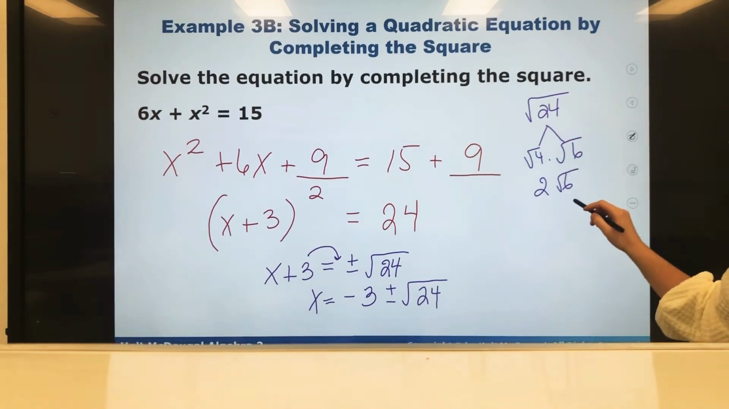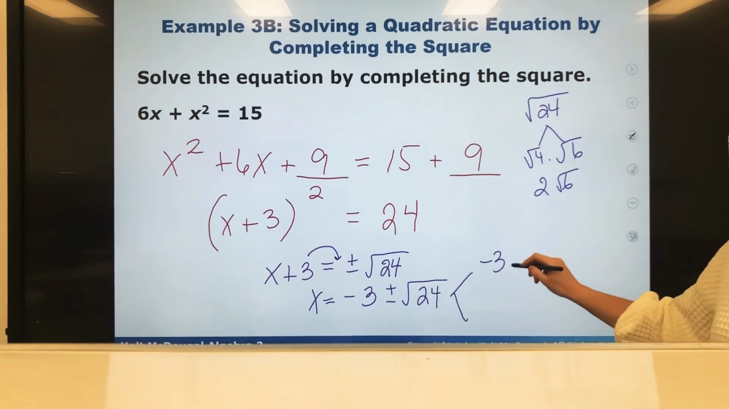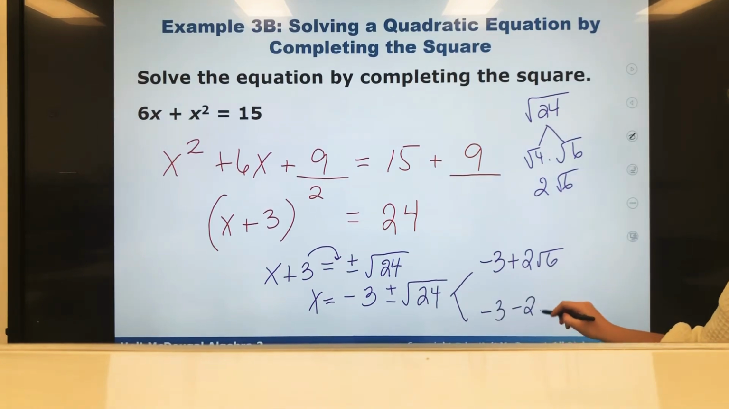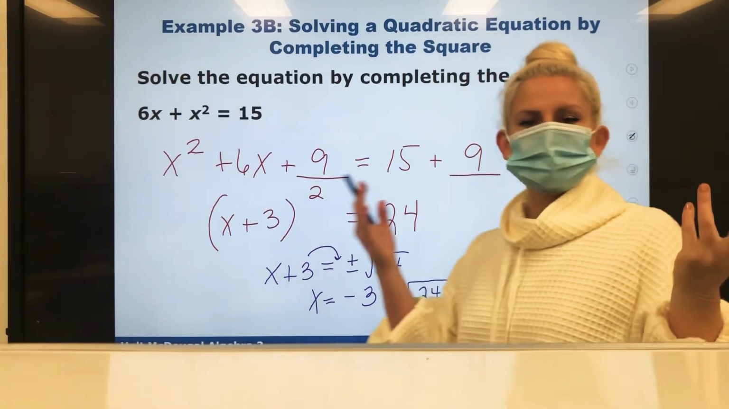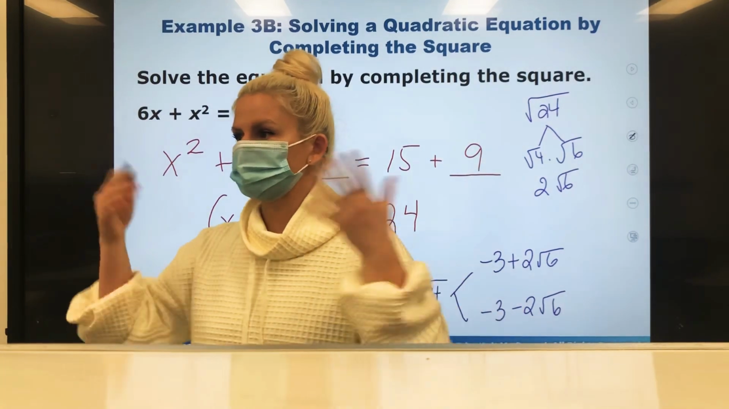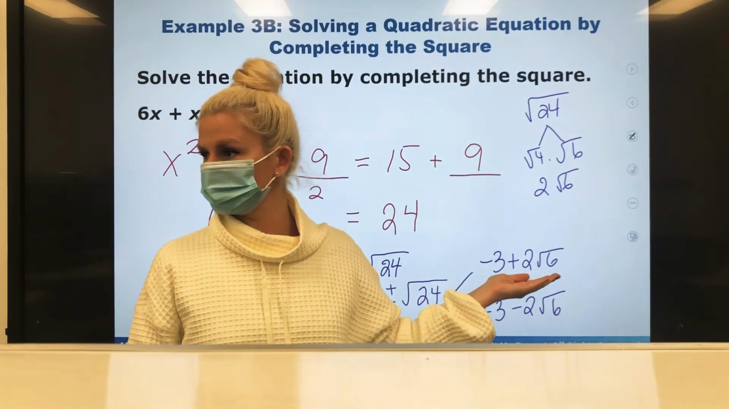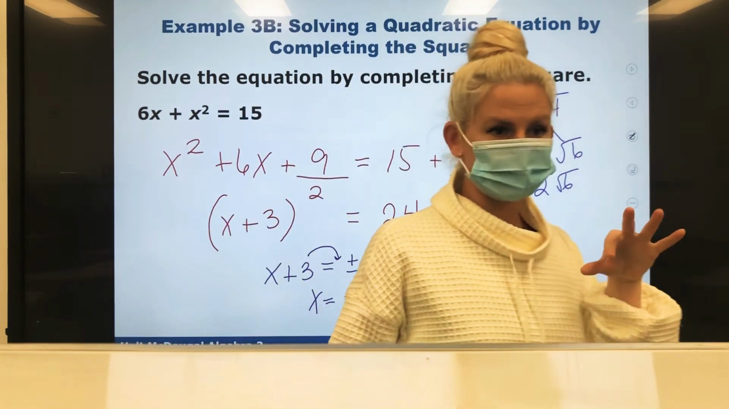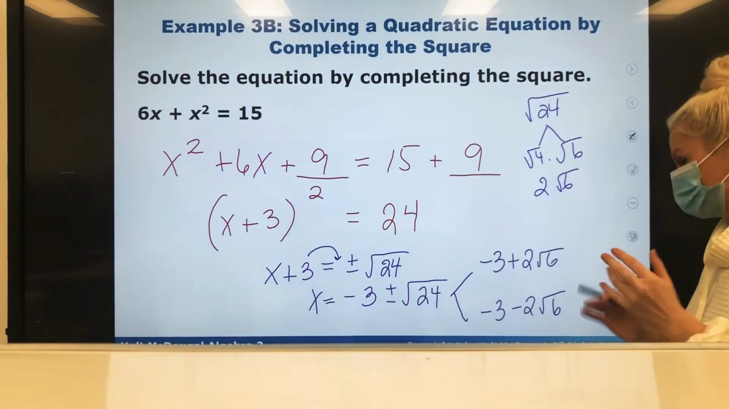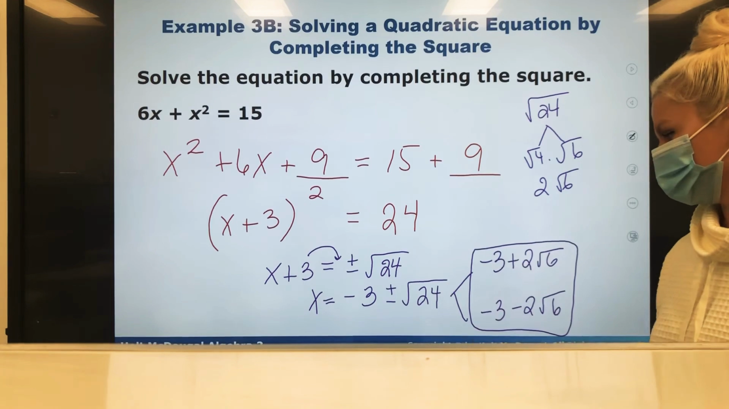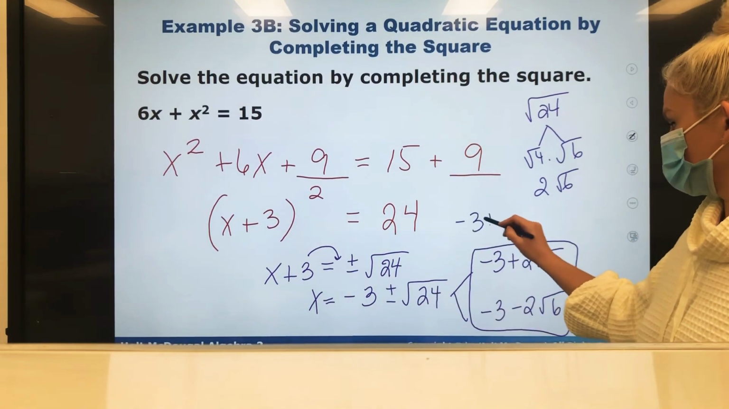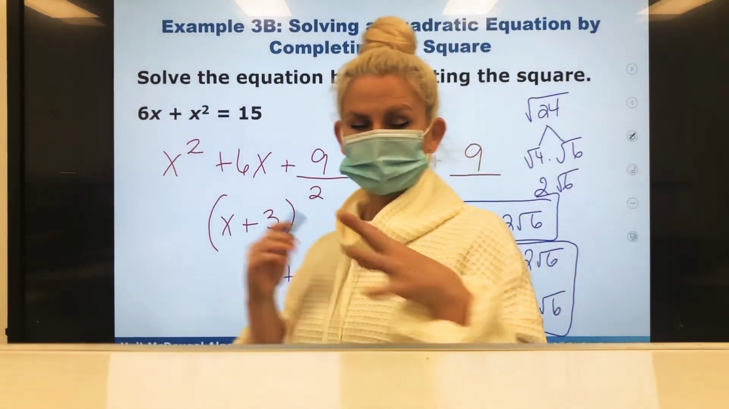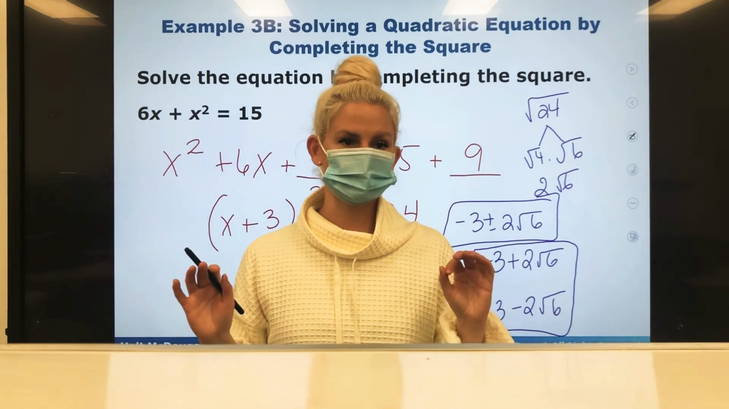All right, thank you. So that means I have negative 3 plus 2 radical 6, and negative 3 minus 2 radical 6. Depending on the problem, if I say round to the nearest tenths or hundredths, then you would just pop this in your calculator and get the decimal. You're going to get a positive and a negative. But I would also accept it like this: negative 3 plus or minus 2 radical 6. Unless it specifically asks for a decimal, you don't have to make it a decimal.